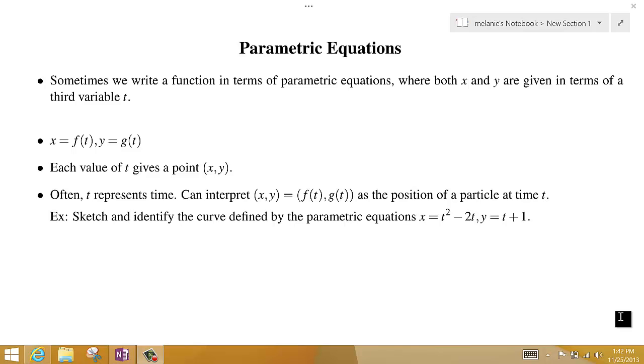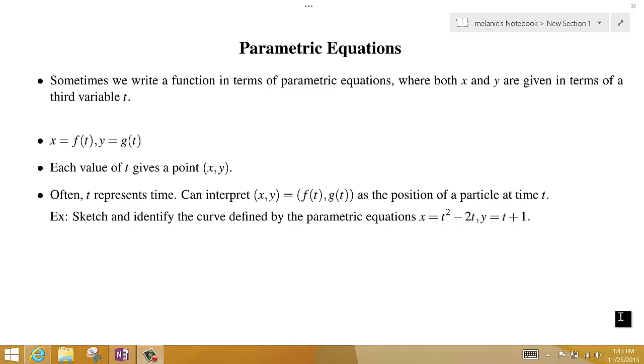Parametric equations. Sometimes we write a function in terms of parametric equations where both x and y are given in terms of a third variable, t. So we have something like x equal f of t, y equal g of t. Each value of t gives us a point (x, y). T is often used because t represents time, and this is convenient for many physical experiments.